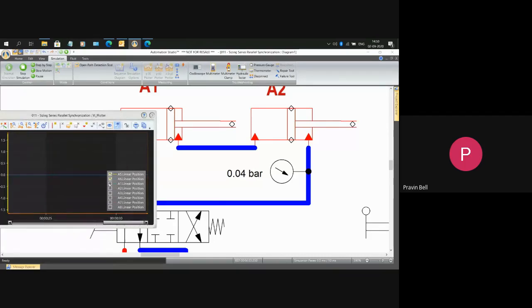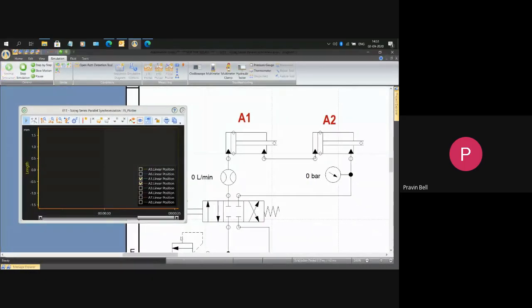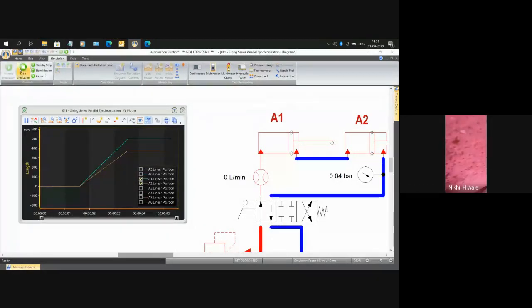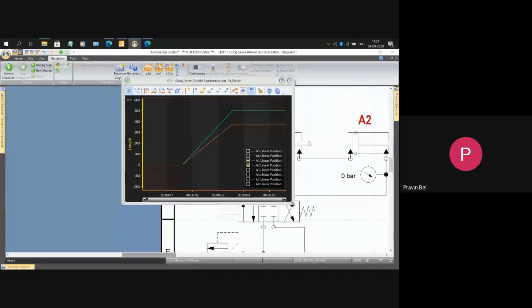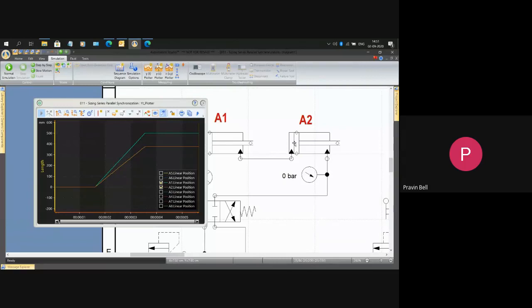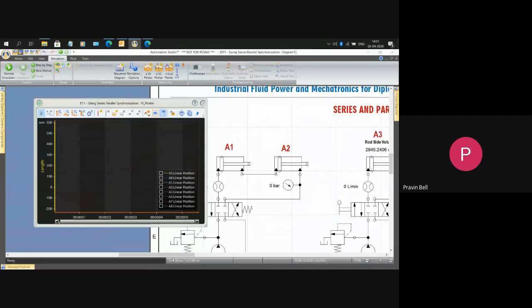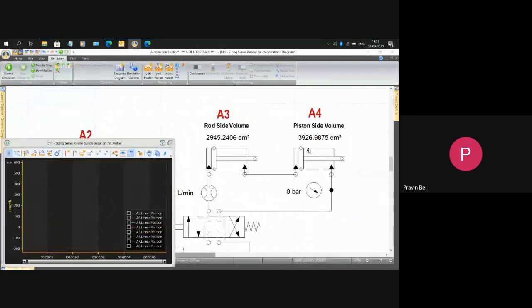I'll just put on the graph here. I'll simulate this circuit again. So the first study of a series configuration is that you see here the 2 pistons were not in coordination because the rod side volume of piston A1 was not equal to fill the piston side volume of A2. That is why there is no synchronization. They were out of sync. So to solve this particular problem, we need to make the piston side volume of the second cylinder equal to rod side volume of the first cylinder.